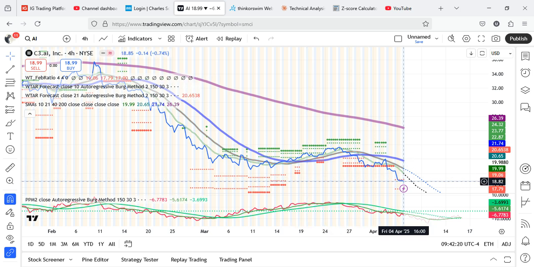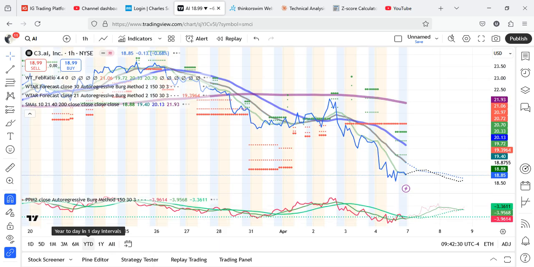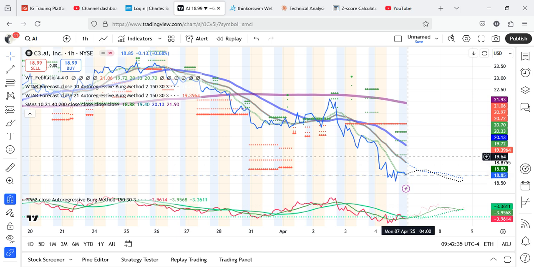Here as well, there are no upper projections. Okay, let's see now whether we have any on the 1 hour chart. Let's see any upper projections. Okay, here we have upper projections. What do we have? We have 21.06, 19.72, 20.33, 20.70.